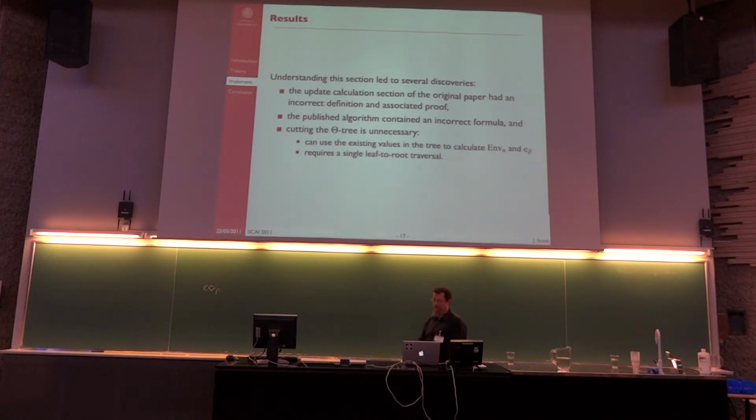And along the way, I also noticed that actually cutting the theta tree is unnecessary. You can use the existing values in the tree to calculate both the energy envelope of alpha and the energy of beta. And you can do all of this in a single leaf-to-root traversal from the task that forms the lower bound of the min omega.